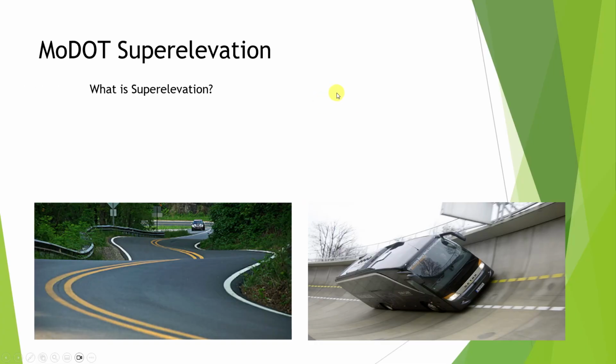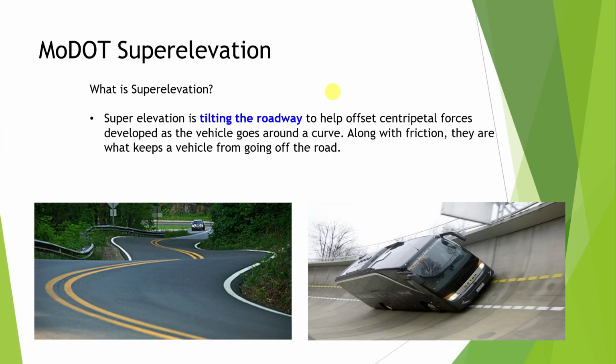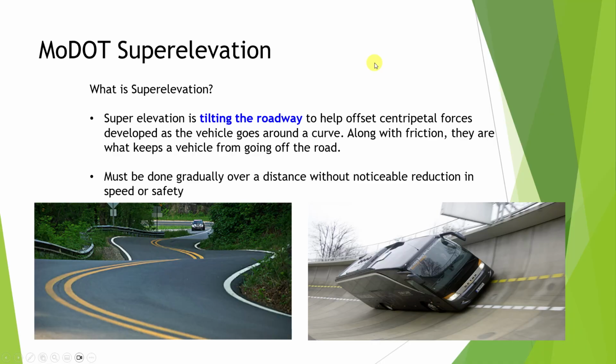Now, MoDOT super elevation. What is super elevation? Super elevation is tilting the roadway to help offset centripetal forces developed as the vehicle goes around a curve. Along with friction, they are what keeps the vehicle from going off the road. And you can see in these couple of screen shots that there is some super elevating going on. This one's a little bit more ridiculous, but it's fun. Okay, must be done gradually over a distance without noticeable reduction in speed or safety.